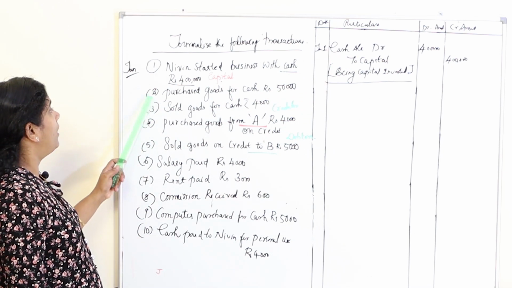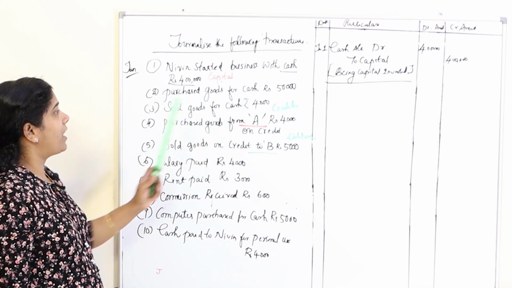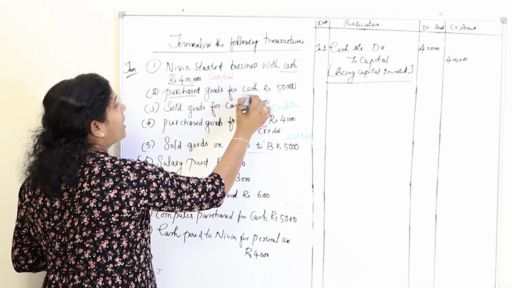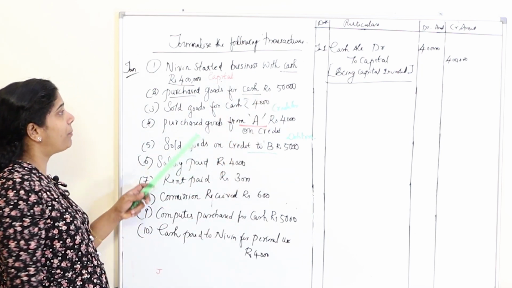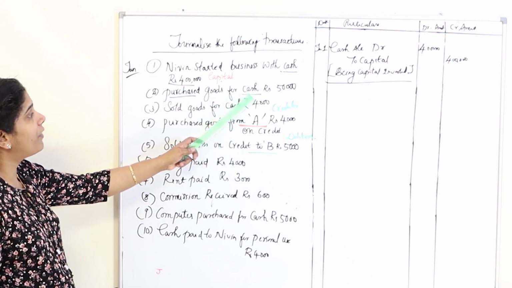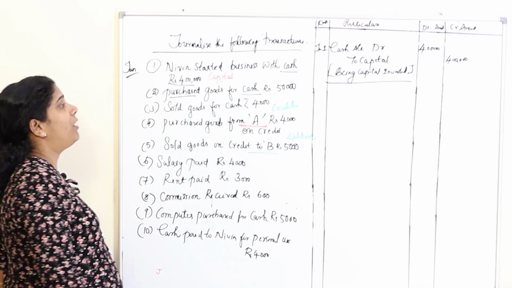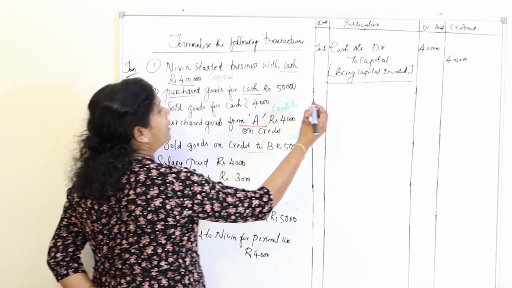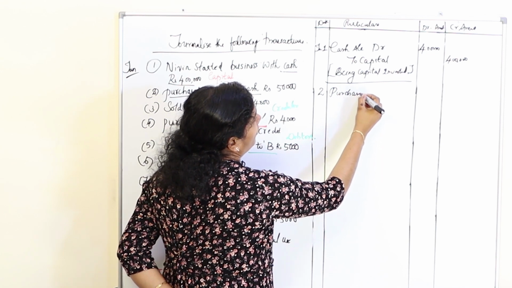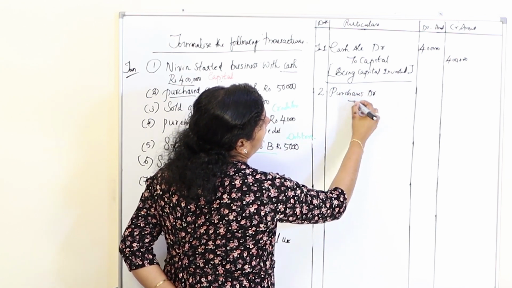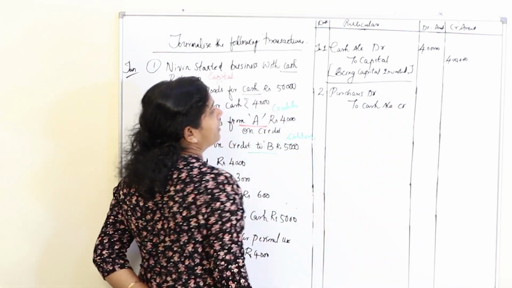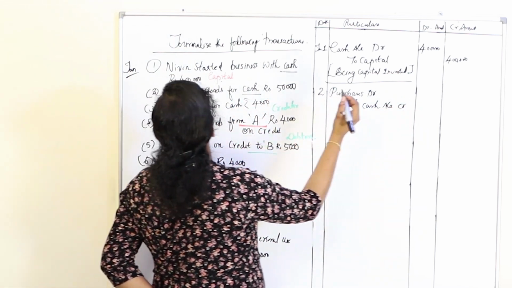Okay, second entry, purchased goods for cash. Purchases, this is our expense. Cash is going outside now. When cash is going outside, we have to credit it. So the entry will be, this is Jan 2, purchases account debit to cash, because cash is going outside. Cash account credit. The amount is 50,000.